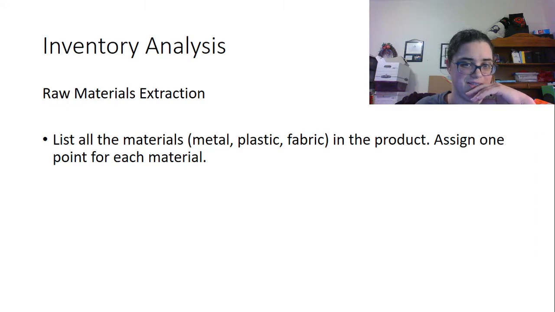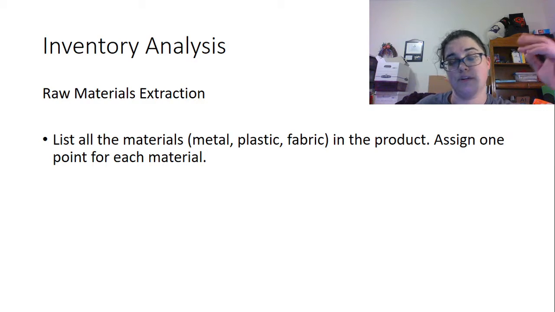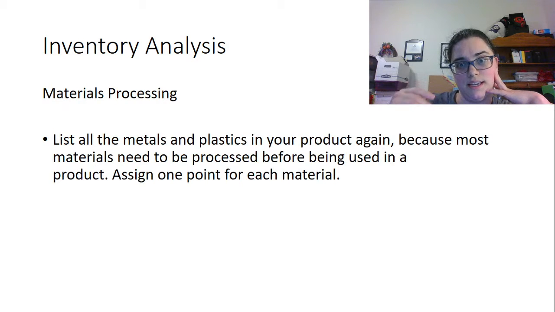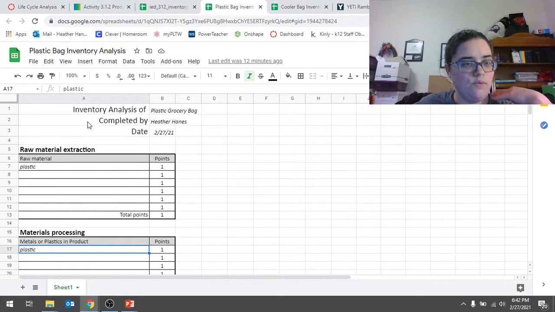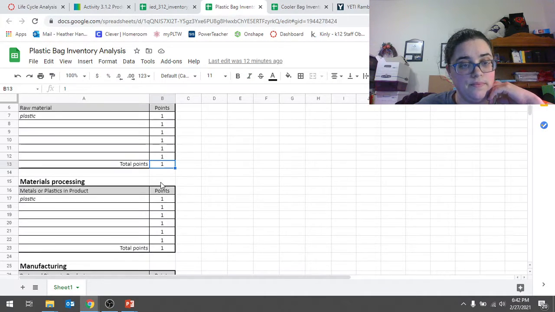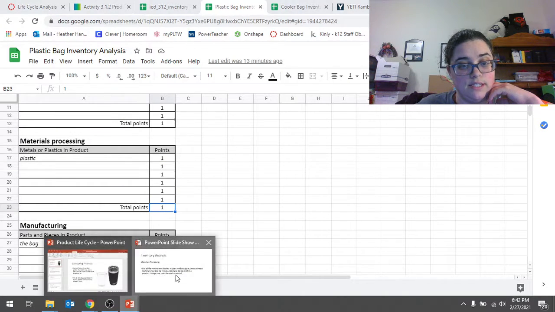You put your materials: metal, fibers, plastic, fabric, wood, whatever you've got. Put 1 point per item. And then do 1 point again for your metals and your plastics, because those absolutely are processed beyond what they are when they're just taken out of the ground. So I have the plastic 1 point, and I put the total points down at the bottom as I went through it.